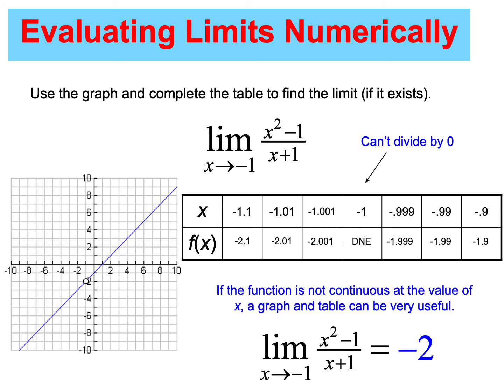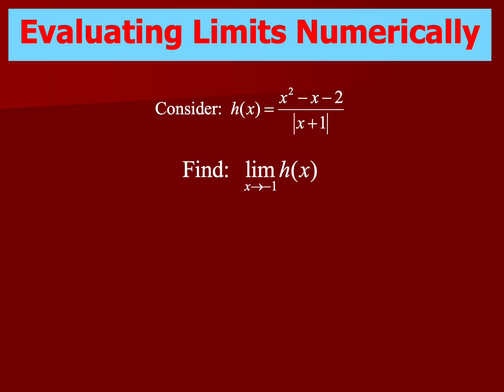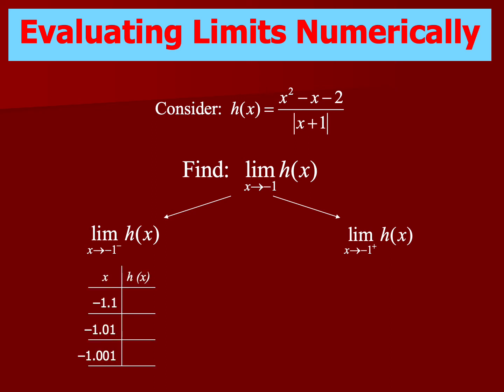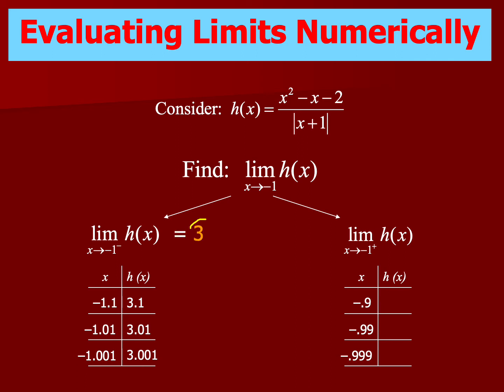Now let us take some different examples. Look at this example here. We have an absolute value. Before rewriting the absolute value, let us take some values from the left and values from the right. When I replace -1 directly, I will get something over 0. It does not exist. So I have to take values very close to -1 from the left and values very close to -1 from the right. When I replace them here, we can see from the left, the numbers are approaching 3. So the limit from the left equals 3.